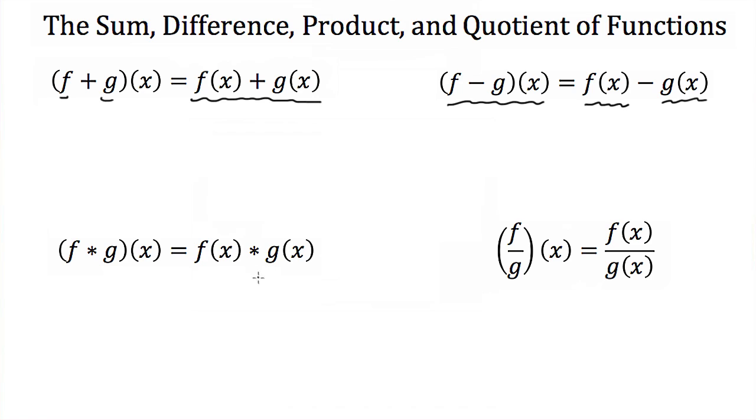Same thing happens with multiplication and division. f times g of x is just equal to the function f of x times the other function, g of x. If you have a division, f divided by g of x, then take your function value f of x and divide it by your other function value, g of x. Now with this one, it's important that g of x does not equal 0. Otherwise, again, you'd be dividing by 0, and that wouldn't make any sense.